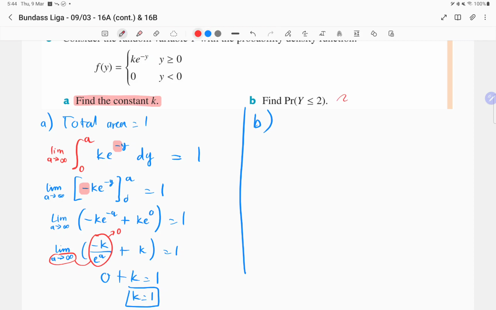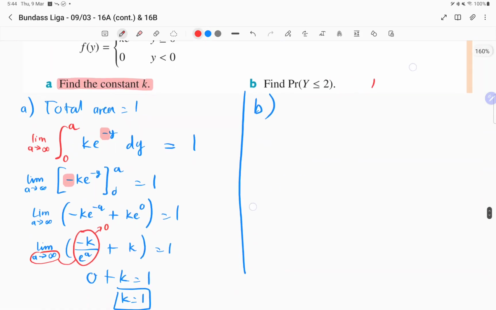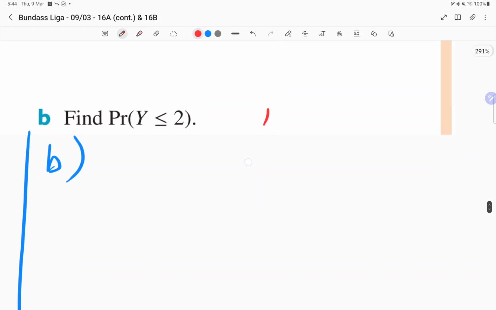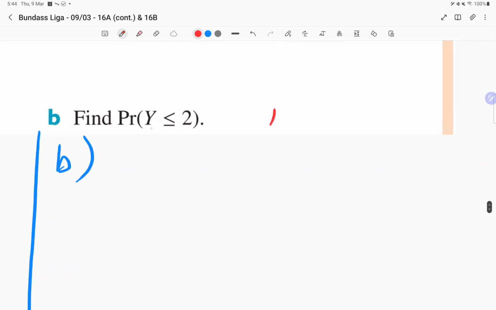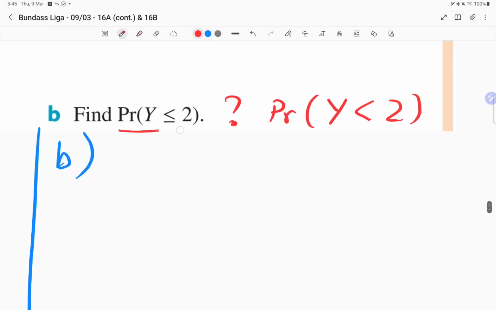Now, before you guys get started, let me ask you guys one question first. They ask you for the probability of y less than or equal to 2. Now compare that with y just less than 2. Is there any difference? It includes 2. Yeah, but is there any difference between the two answers?